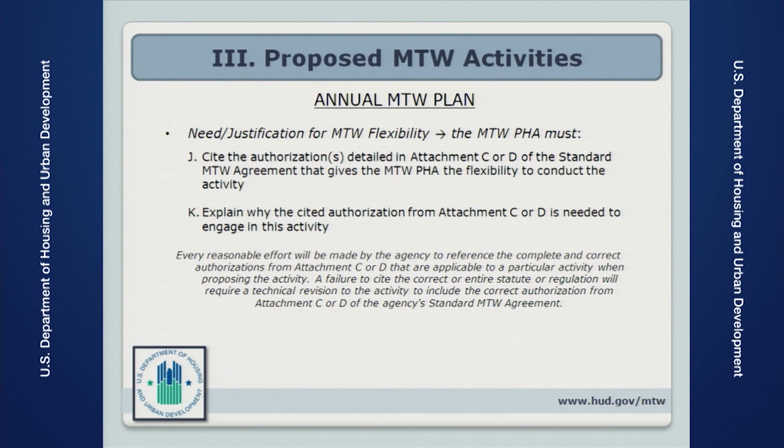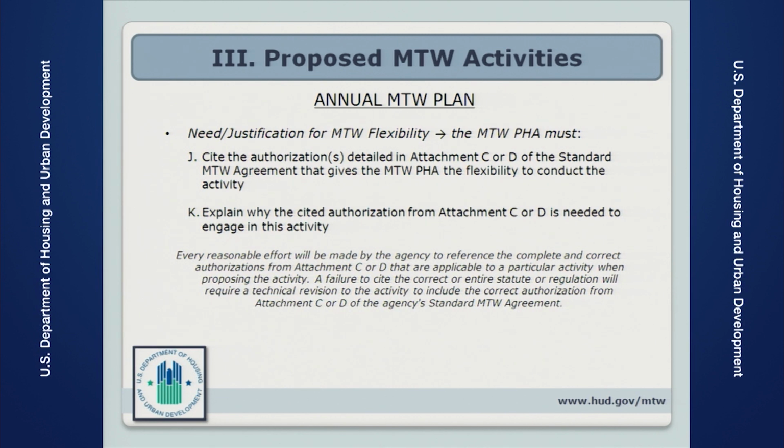Next, we will go to the need and justification for MTW flexibility in the proposed activity. This is where you will cite the authorizations in attachment C or D that will be used in implementing the activity. Again, citations should be provided similar to in the prior version. We ask that you give discrete citations to attachment C or D and not cite broad sections. Try and hone in the authorization as much as possible.